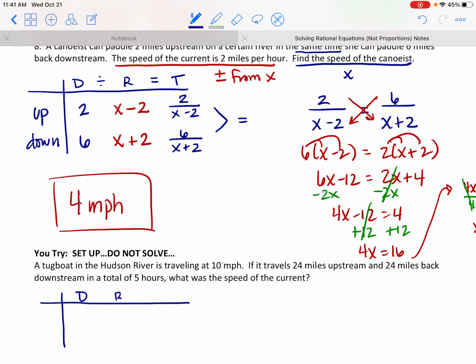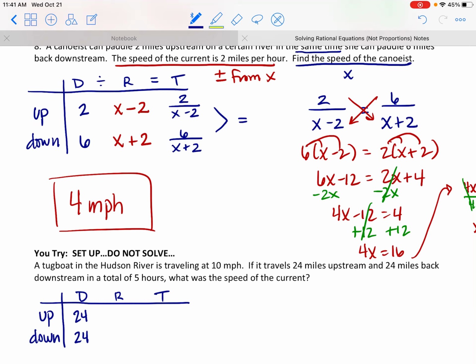So we're going to have a distance, a rate, and a time. It's one tugboat making a trip upstream and then making a trip back down. Okay? So it says it's going 24 miles up and 24 miles back down. So the distance up and the distance back, 24 miles both ways. And we actually know that the tugboat is going 10 miles per hour. This time we're trying to find the speed of the current.